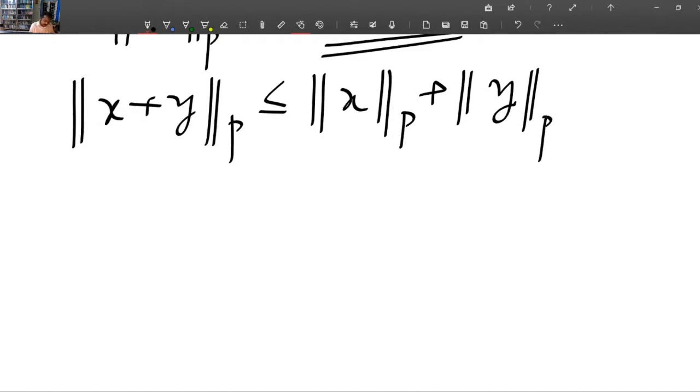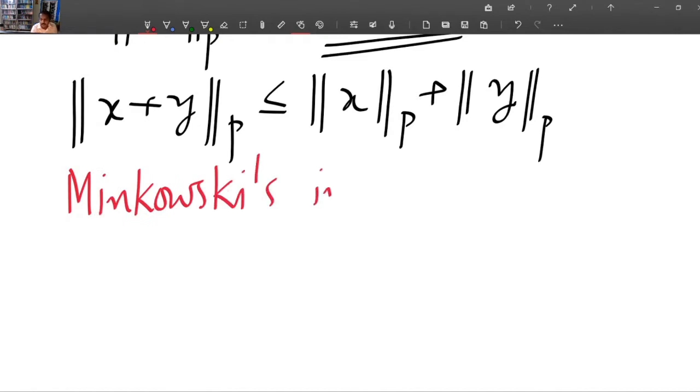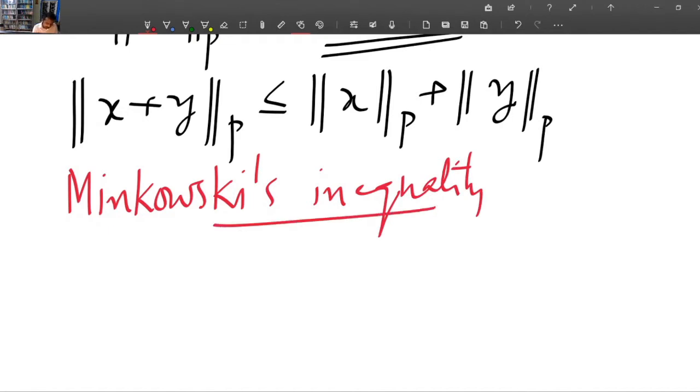This is what we are going to prove. Now, we use Minkowski's inequality. You have Minkowski's inequality, this one, for 1 less than or equal to p less than or equal to infinity, you have this.